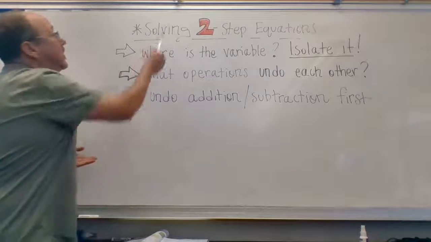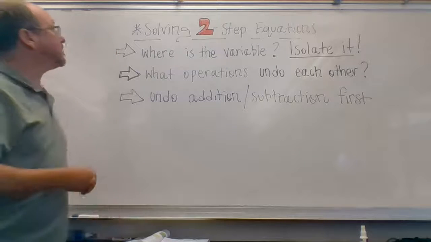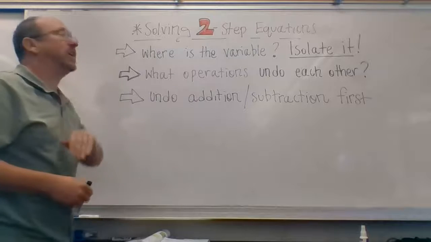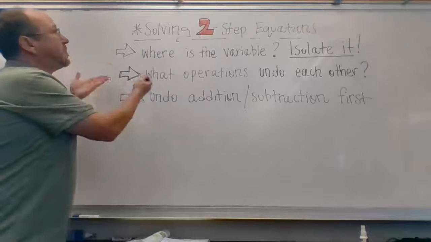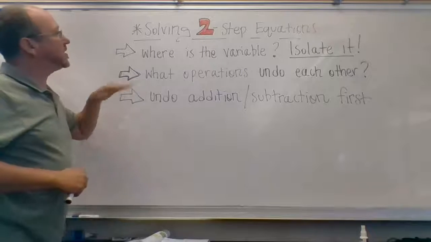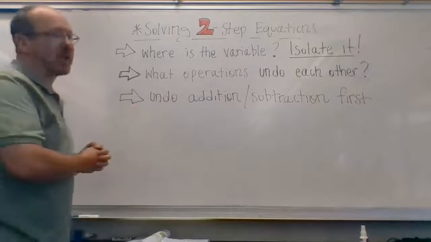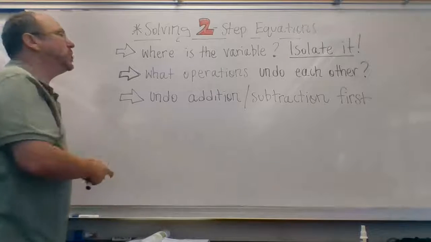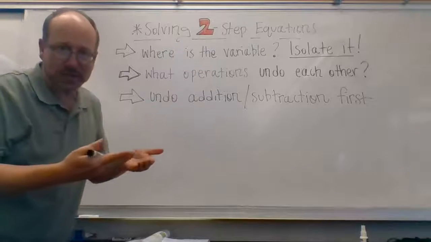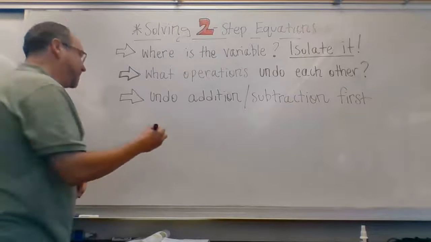Next thing, solving two-step equations. All right, so here's where we get going as math ninjas. As a review, we are isolating the variable, discovering where it is and isolating it so we can solve for it. And the second step: what operations undo each other? We have to ask ourselves that question. And with two-step equations, I think it's good to undo your addition and subtraction first before going on to multiplication and division steps. So let's look at this example.